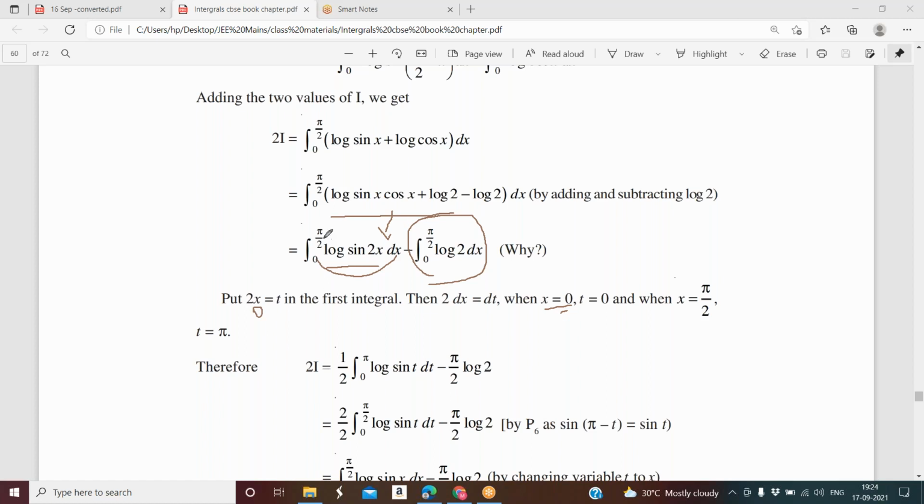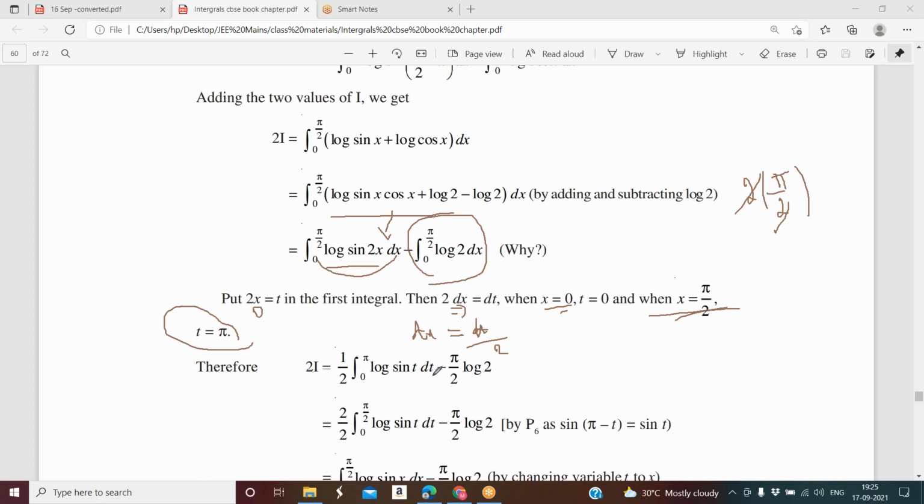Next, come to the upper limit. The upper limit of x is pi by 2. Substituting here, you will get 2 times pi by 2. Cancelling 2, what are you getting? Pi. So when x takes pi by 2, t is pi. Now the new limits are 0 and pi. So integral 0 to pi log, this 2x can be replaced by t, log sin t. What is dx? From this, dx is dt by 2. So substitute dt by 2 here. 1 by 2 is a constant, take it outside. So 1 by 2, integral 0 to pi log sin t dt.